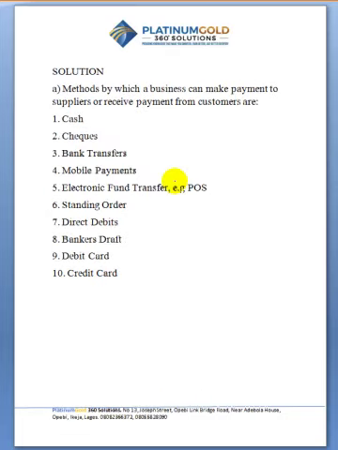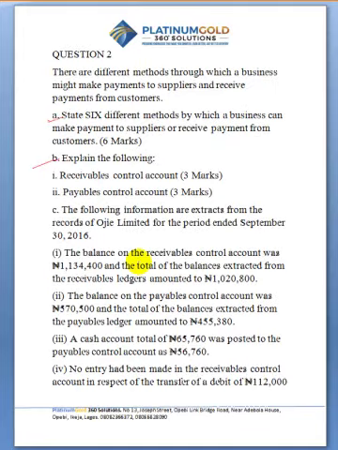This is the solution to question A. Methods by which a business can make payments to suppliers or receive payment from customers are cash, cheque, bank transfers, mobile payment, POS, that is electronic transfer, fund transfer, then standing order from the bank, direct debit, bank overdraft, debit card, and lastly credit card. Okay, so those are the list of payment methods.